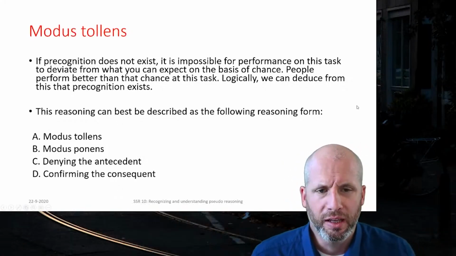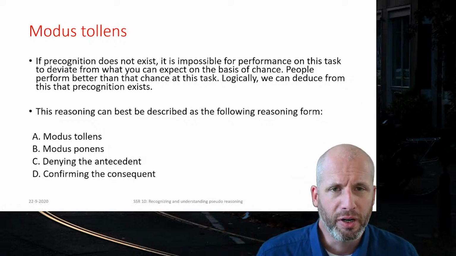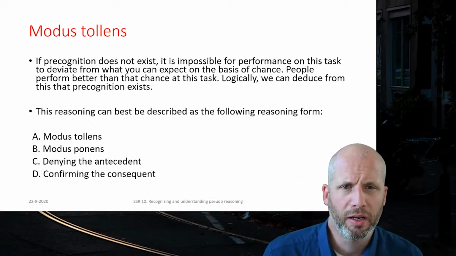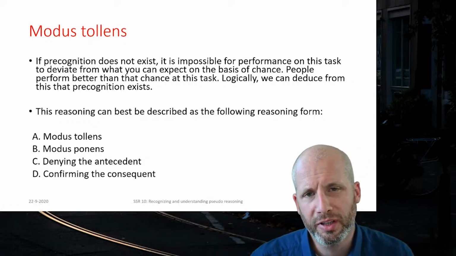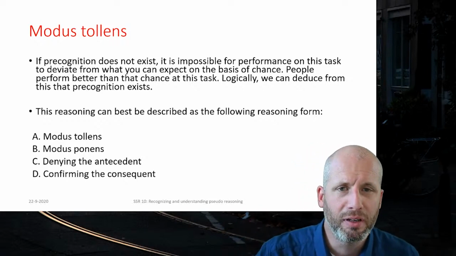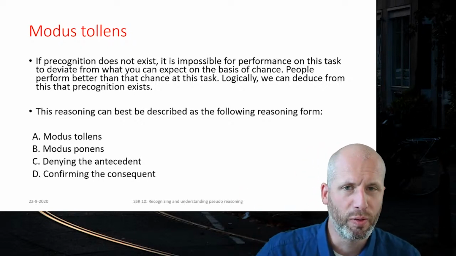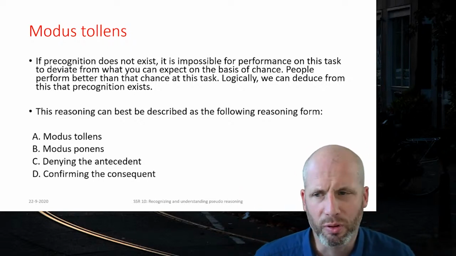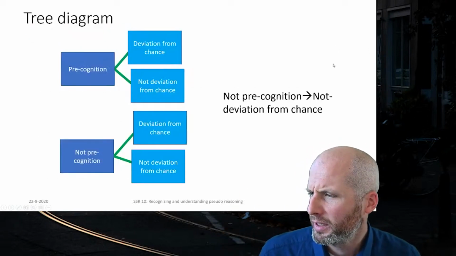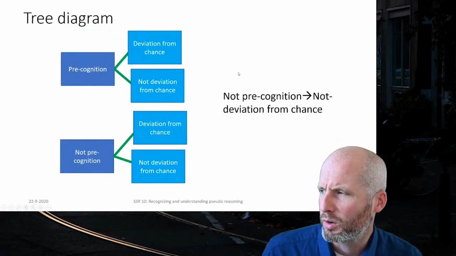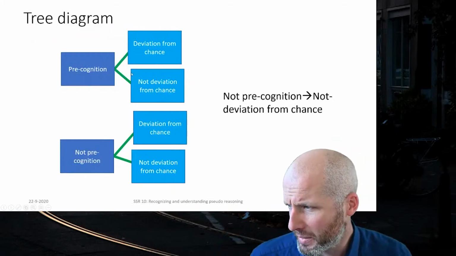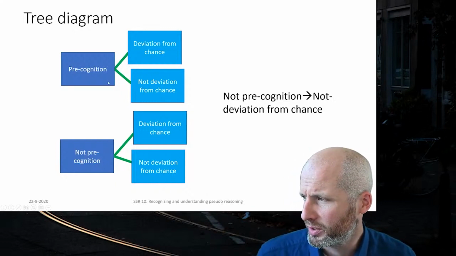The modus tollens basically is if P then Q, not Q, therefore not P, right? And I think in your explanation you said it differently because the original statement denies both terms, and that makes it perhaps more confusing. So let's see why this is valid or not. So we can use that tree diagram again. So we have all situations here, if precognition is true or not, and there's a deviation from chance or not.